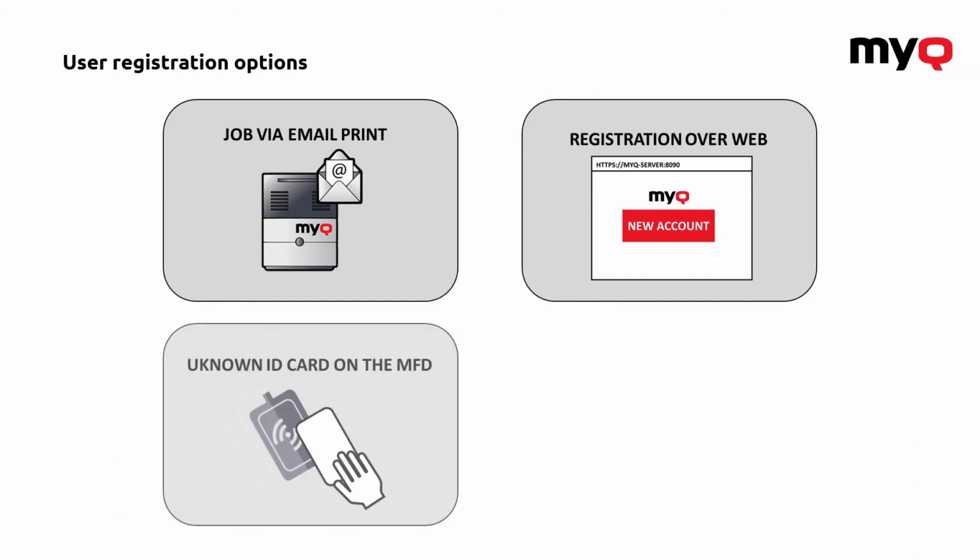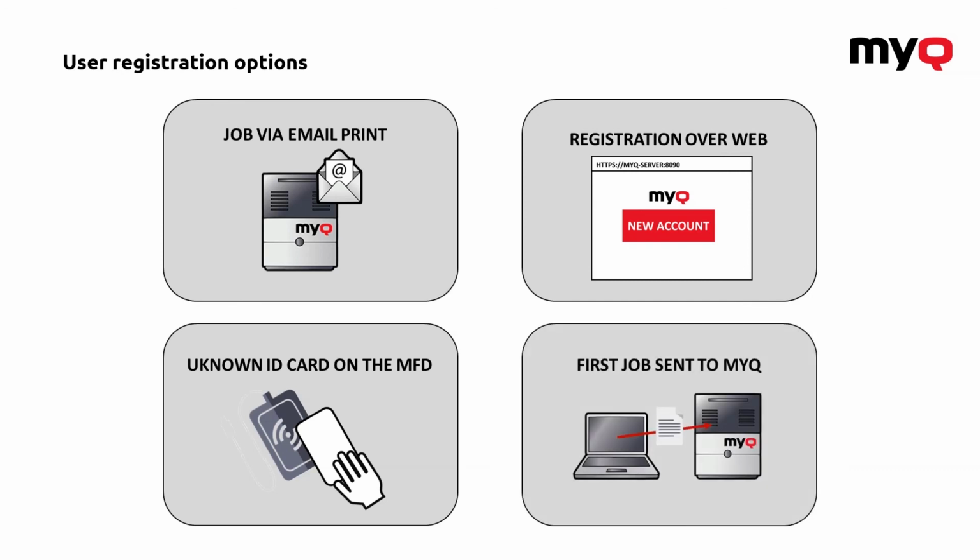The third one, and a very special option, is an option to register yourself using an unknown card on the MFD. So you will just swipe the unknown card on the MFD and the system will create a new account, which is anonymous, but of course can be modified later.